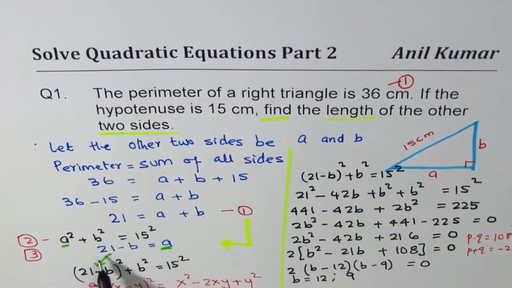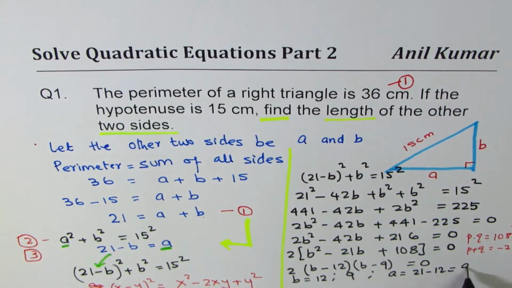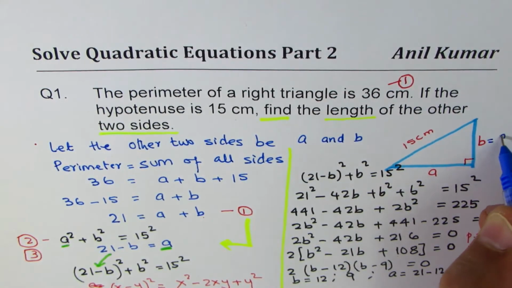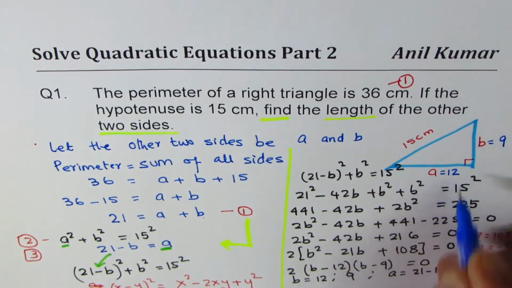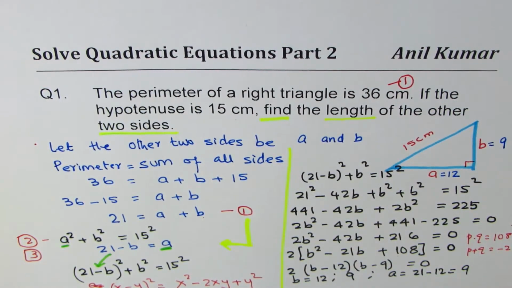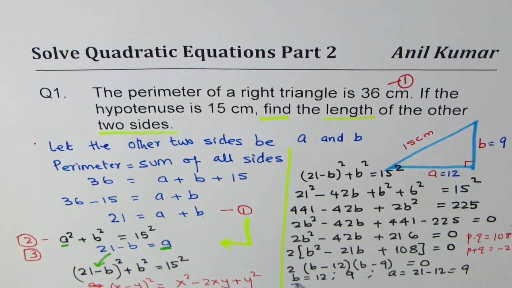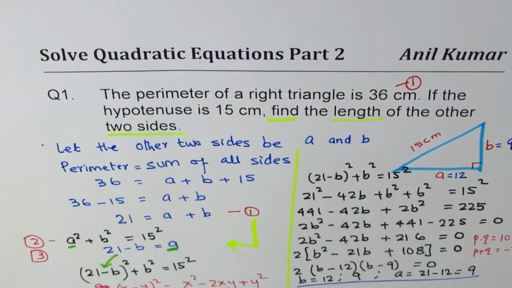We know a is 21 minus b, right? If I take the value of b as 12, we get a as 9. Do you see that? So basically, either way, one of the sides we can say is 9, the other side is 12. Do you see that? And the units are centimeters. So that is how you could actually solve such a question.